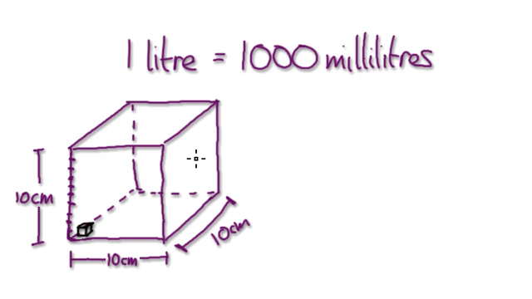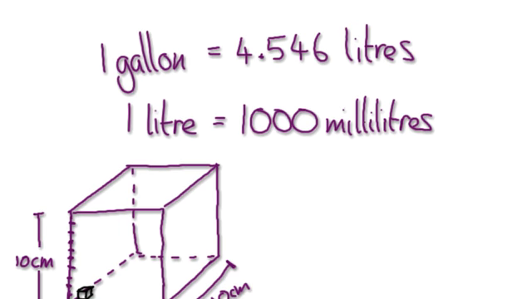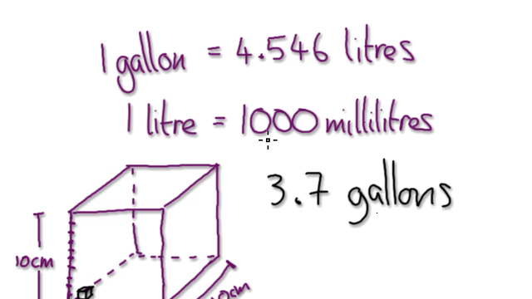Next question. I'm going to give you an additional piece of information. Now 1 gallon equals 4.546 liters, and 1 liter equals 1,000 milliliters. Suppose we have 3.7 gallons. Now convert this into milliliters. So press pause and have a go.